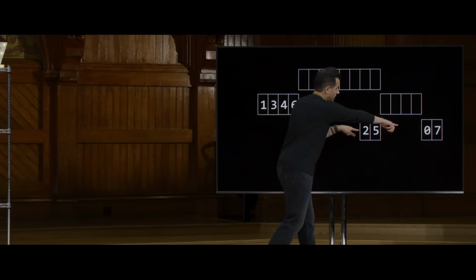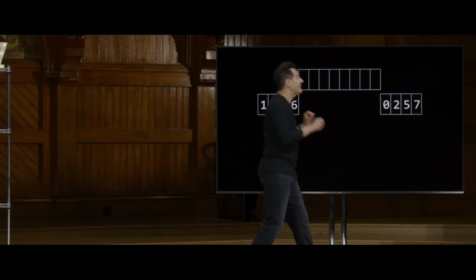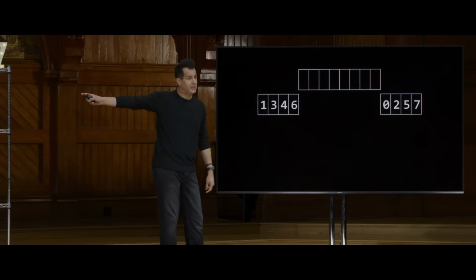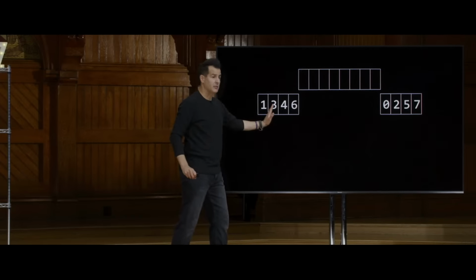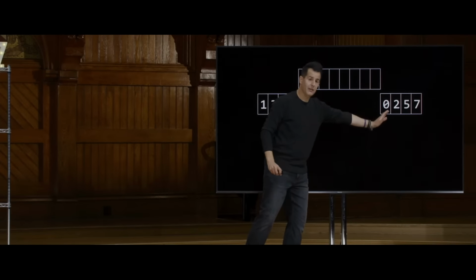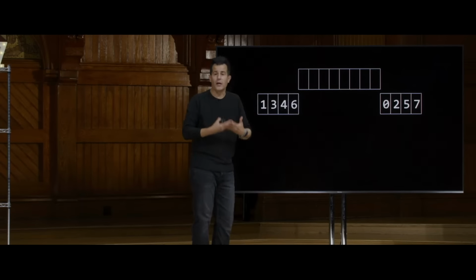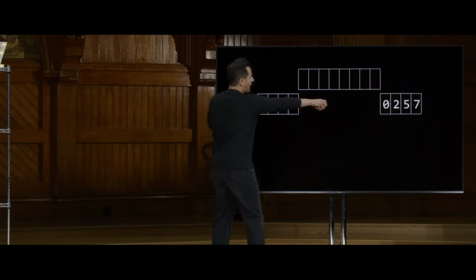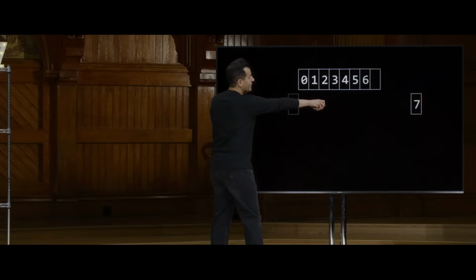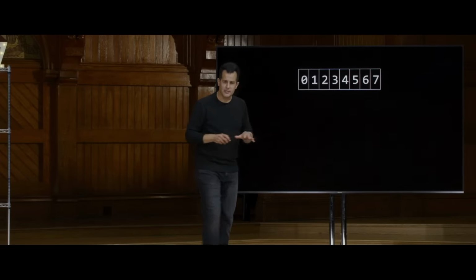What's next? The merging, 0, 2, 5, and 7. Now we're exactly where we were originally with the lighted numbers. I've got 1, 3, 4, 6, the left half sorted, 0, 2, 5, 7, the right half sorted. What's the third and final step? Merge those two halves. Of course, 0, 1, 2, 3, 4, 5, 6, and 7.